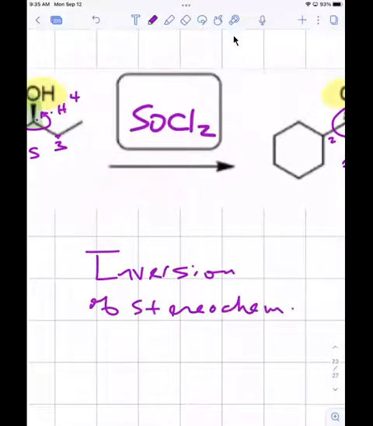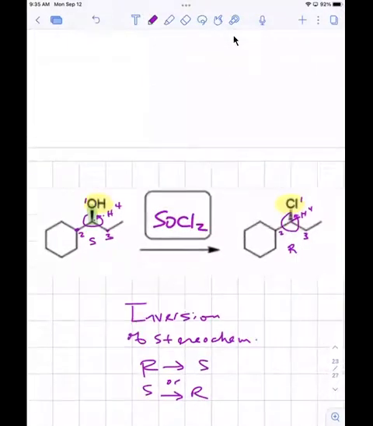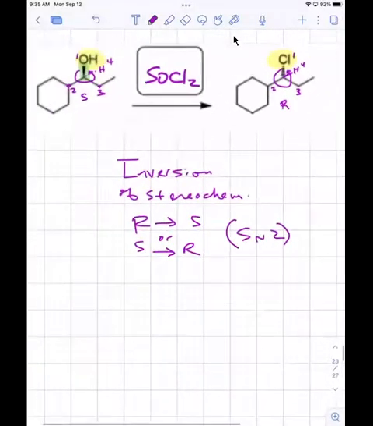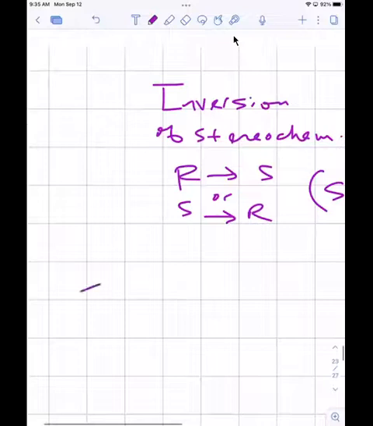If stereochemistry gets inverted, in other words, R goes to S or S goes to R, then you know it's SN2. That's a guarantee. That's like 99% guaranteed. There are some cases with the SN1 mechanism where you'll see inversion, but it's really rare. So that's a dead giveaway for SN2. All right, so let's take this reaction and go through the mechanism.